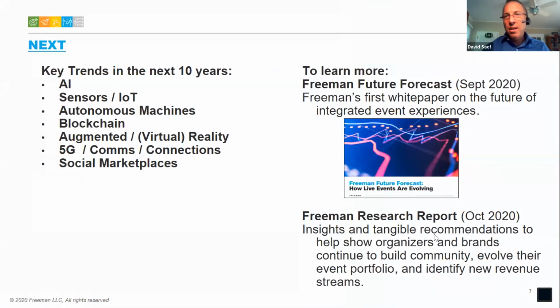He goes into most of these different trends: artificial intelligence, sensors and Internet of Things, autonomous machines, blockchain, augmented reality. He does touch on virtual and 5G communications connections. He doesn't talk about social marketplaces, but that's another trend I'm watching, particularly in the event space. So on AI, that's what we mean by data and insights, using that intelligence to drive a better experience.